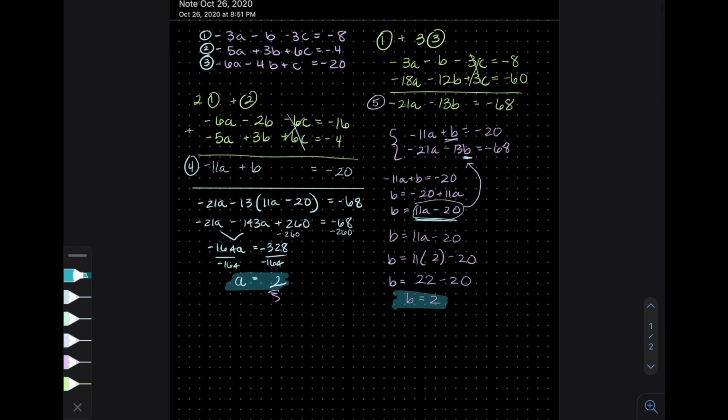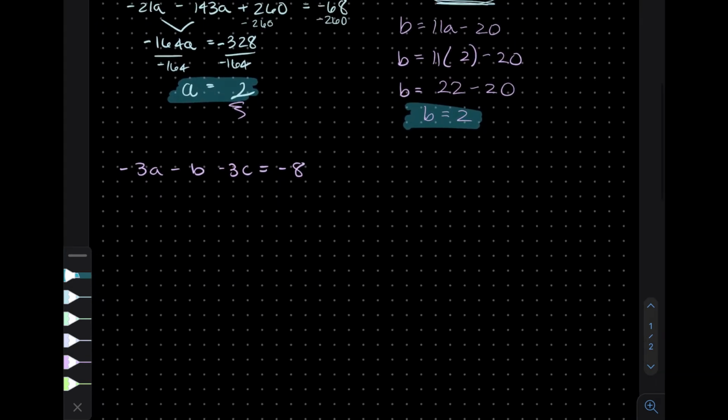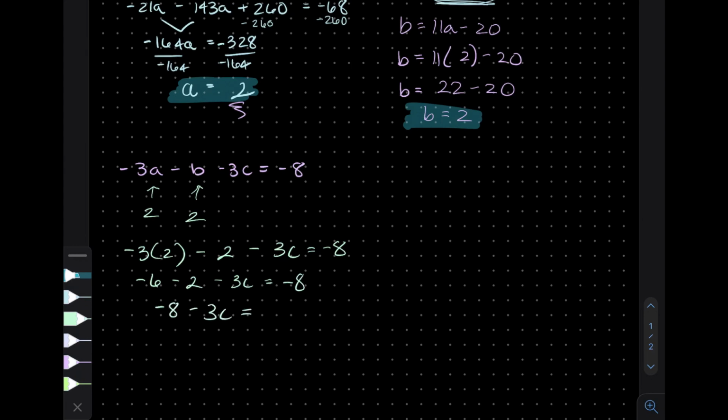I have 3 equations that have a, b, and c in them. I'm going to choose the first one because honestly it looks the least crazy. So let's move that down here and let's plug into it now, okay? So I know that a is 2 and b is 2, so I'll have negative 3 times 2 minus 2 minus 3c equals negative 8. Negative 6 minus 2 minus 3c equals negative 8. Negative 8 minus 3c equals negative 8.